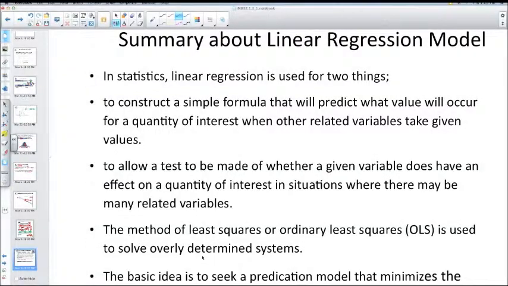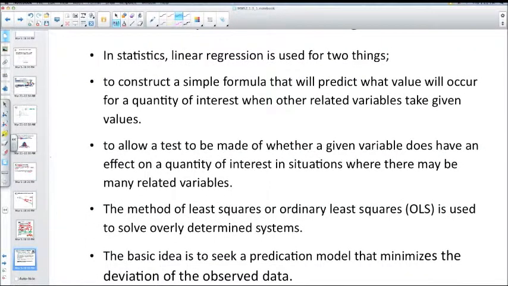Well, to summarize what we learned in the one variable linearization, we call linear regression. I want to point out that linear regression is typically used for two purposes. Number one is to use the data to predict the value of what is going to happen in the future.